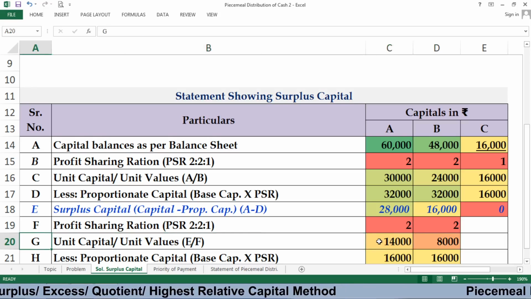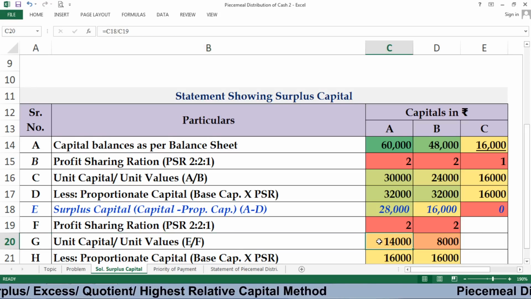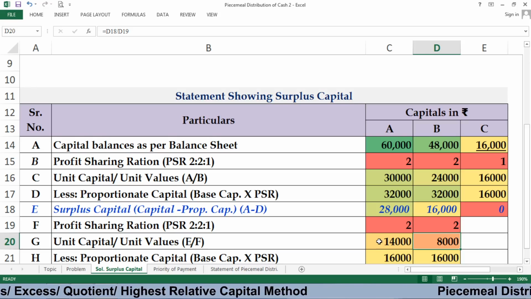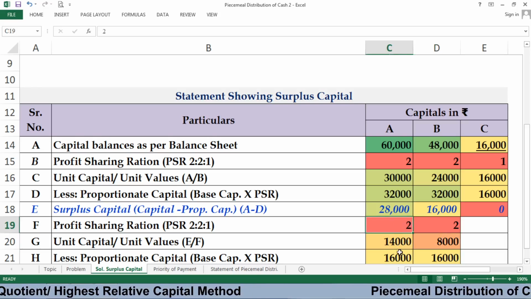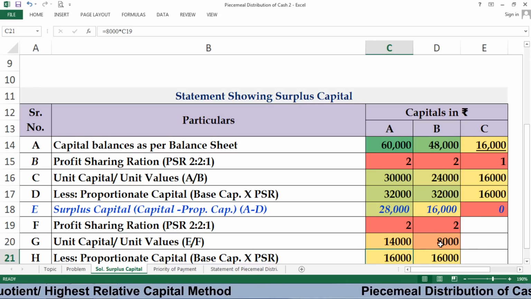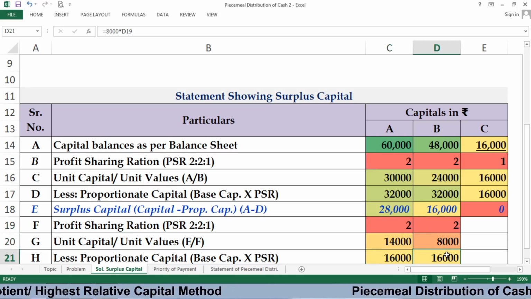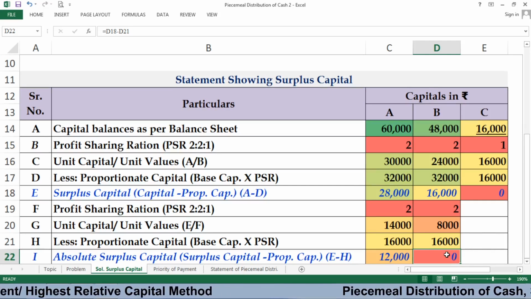Now we will calculate the proportionate capital. For calculating the proportionate capital, we have to consider some base. So the minimum amount will be considered as base, that is 8,000. So 8,000 will be the base capital, and the proportionate capital equation is base capital into profit sharing ratio. So 8,000 into 2 comes to 16,000. Again here 8,000 into 2 comes to 16,000. Now we can calculate absolute surplus.